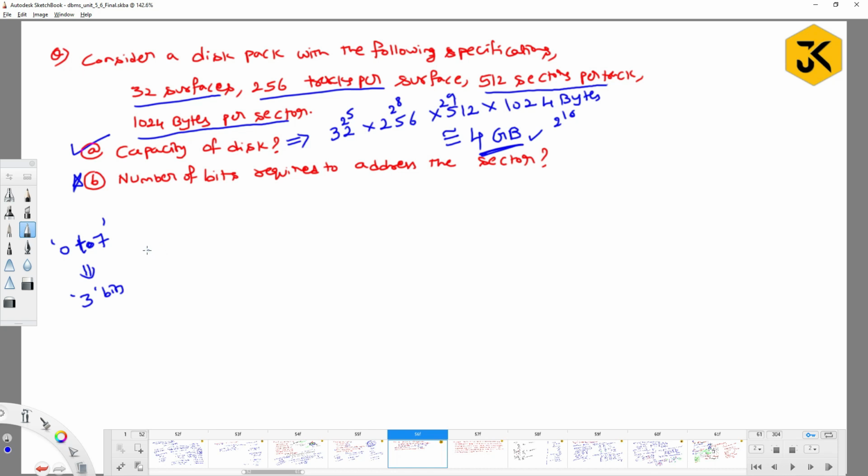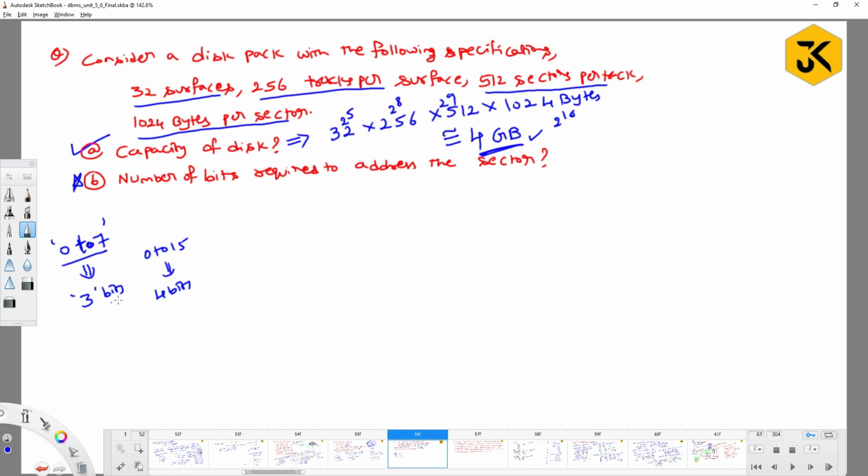Similarly, if you are going to have the values from 0 to 15, how many bits are required? 4 bits. That is what they are asking simply: the number of bits required to address. Address means something like 3 bar 54, like a home address. If it is unique, then I will go to that house. Similarly, if I want the numbers from 0 to 7 with unique values, how many bits are required?